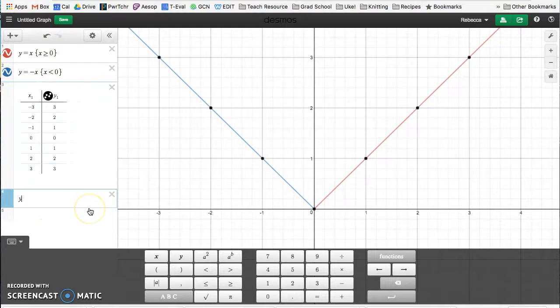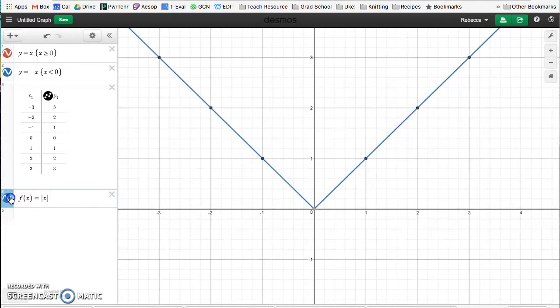So let's see what our absolute value function looks like. I'm going to write it as a function, f of x, so absolute value of x. There it is in blue. Let's change the color. Let's make it green. So now you can see the green on top. I can select it and deselect it. So the absolute value function can actually be written as a piecewise function here with these restricted domains.